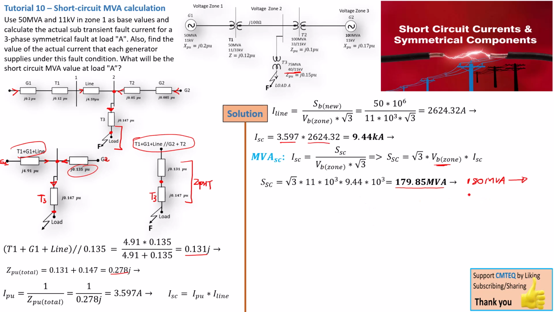Now, before we close this tutorial, since we are getting a short circuit current at this point, which is 9.44 kA, and from that we get the short circuit MVA, we can also calculate, based on this short circuit, how much short circuit current generator G1 is contributing, and how much generator 2 is also contributing, from these 9.44 kA that we're getting at this point.